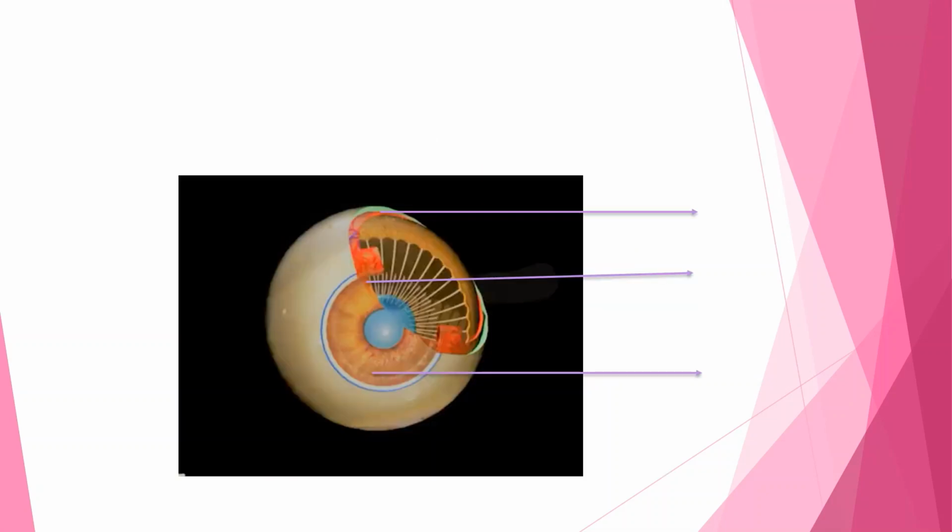The next layer is the vascular layer. It consists of choroid, ciliary body and iris. The vascular layer of the eye lies underneath the fibrous layer. Choroid. It is the vascular layer of the eye containing connective tissue and blood vessels. It lies between the sclera and retina and provides nutrients and oxygen to the outer layers of the retina.